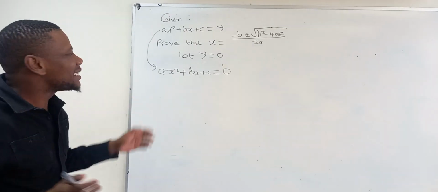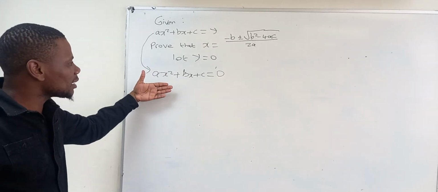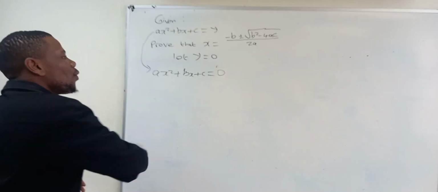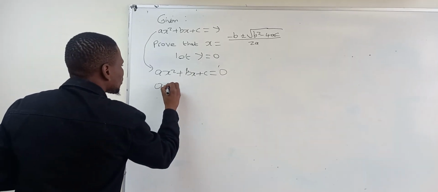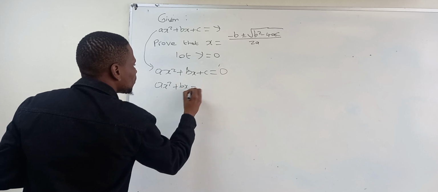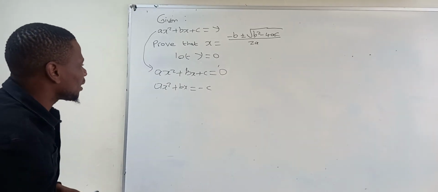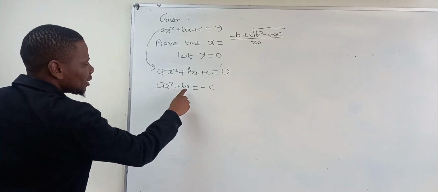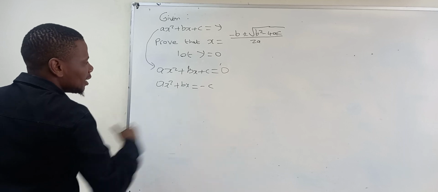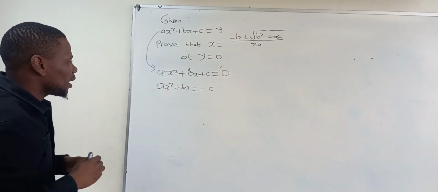So everything that contains the value of x, we leave it on the left hand side. Everything that does not contain the value of x, we transpose it to the other side. So we make it like this: ax squared plus bx is equal to minus c. Then from now on, we have ax squared plus bx is equal to minus c. We want the value of x, which is our goal, guys. So we do like this now.